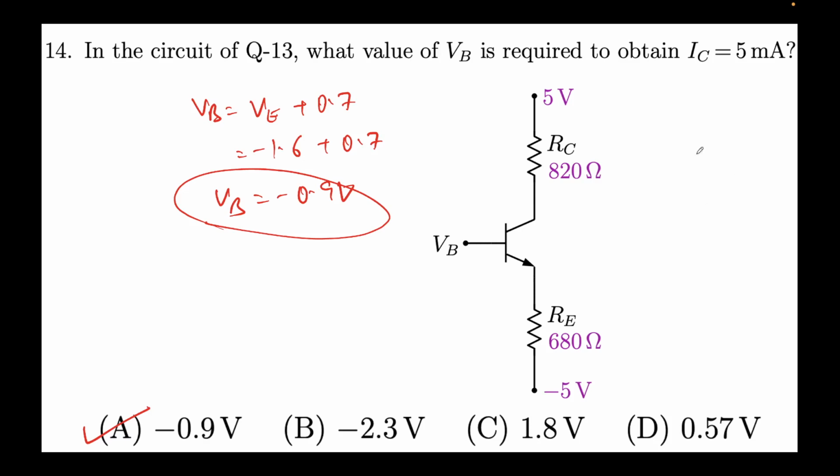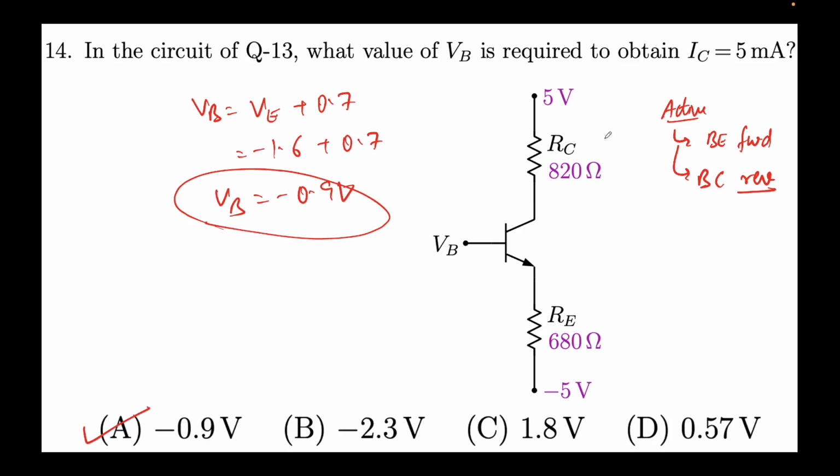So how do we make sure? As I told you, active region has two assumptions. Base emitter is forward, right? Second is base collector is reverse. So let's find out whether base collector is still reverse or not. For that we need VB, right? We have that. So let's also find VC now.